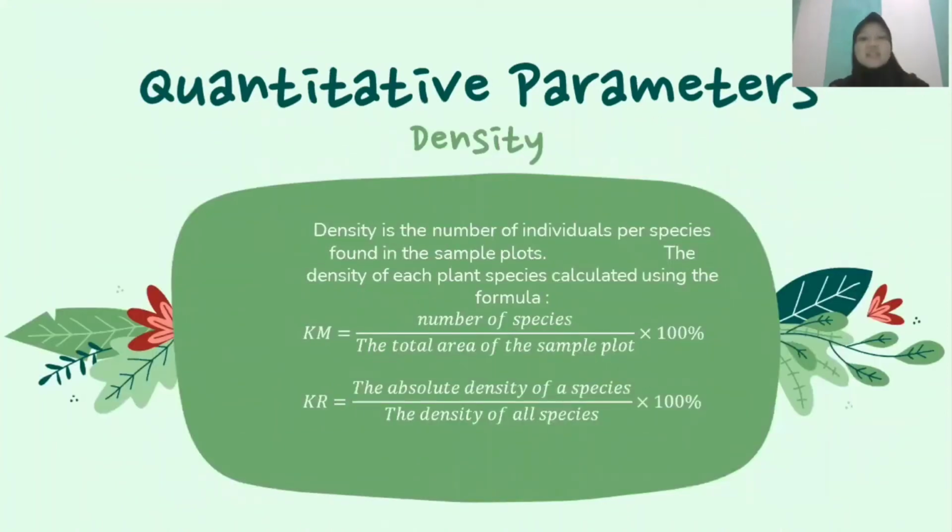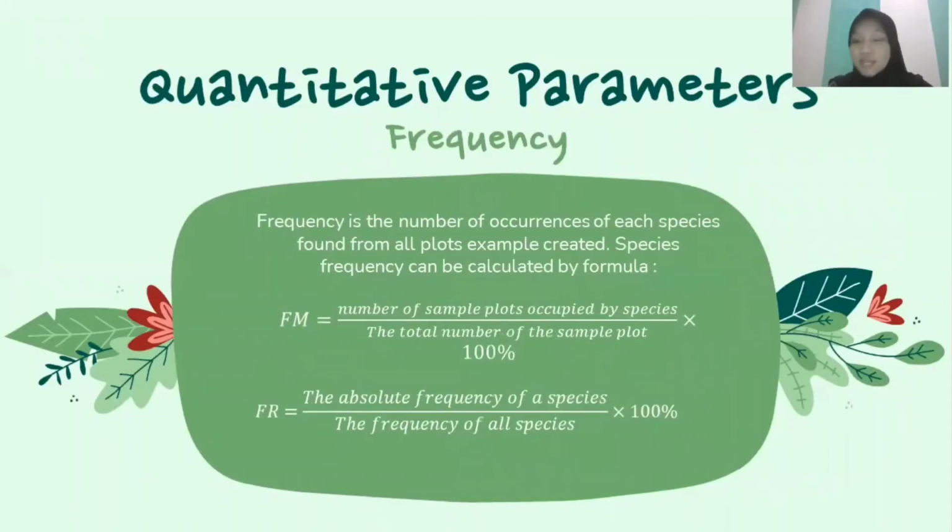There are quantitative parameters. The first one is density. Density is the number of individuals per species found in sample plots. The density of each plant species is calculated using the formula below. The second one is frequency. Frequency is the number of occurrences of each species found in all plots. Species frequency can be calculated by the formula below.